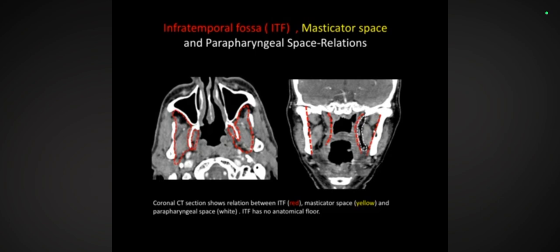There are a few parts which are part of the infratemporal fossa and not part of the masticator space. Remember, the infratemporal fossa is medial to the inner border of the mandible. The mandible is not part of the infratemporal fossa. It is only the soft tissue containing space. The only bone in the infratemporal fossa is the pterygoid plate.